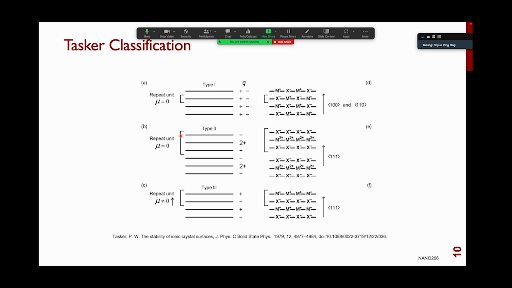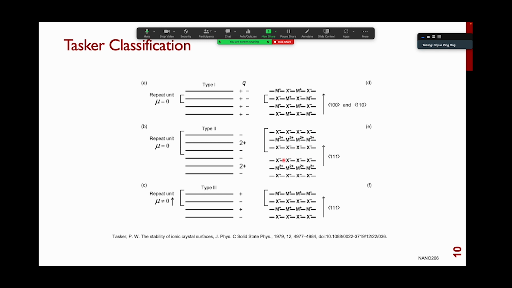Now, there are what I call the type 2 crystal structures. So here we show an example of, say, a 2 plus cation with a 1 minus anion. Okay, now here, this particular crystal structure has alternating layers of X minus and M2 plus, right? So you have X minus, M2 plus, X minus, X minus, M2 plus, X minus, right?